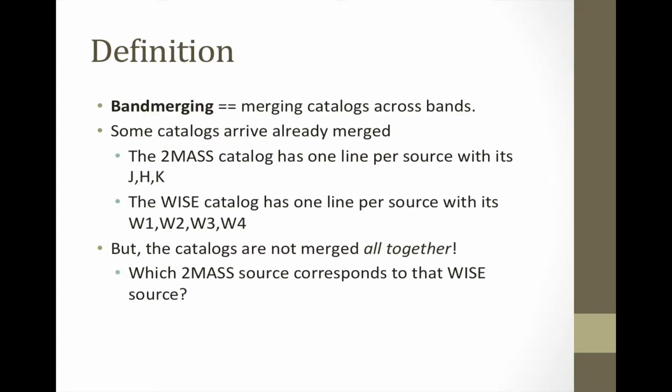So bands means the range of wavelengths over which we've measured information. So like J, H, and K, Y is 1, 2, 3, 4, those are bands. And when you say band merging, you're merging the catalogs across those bands.